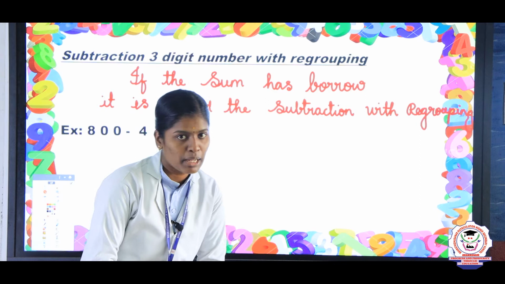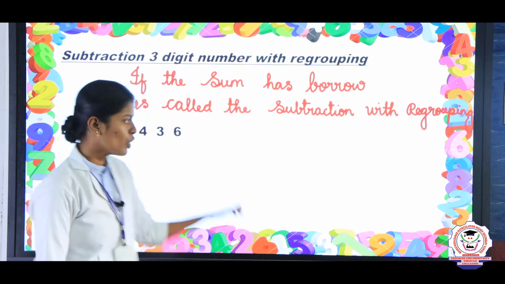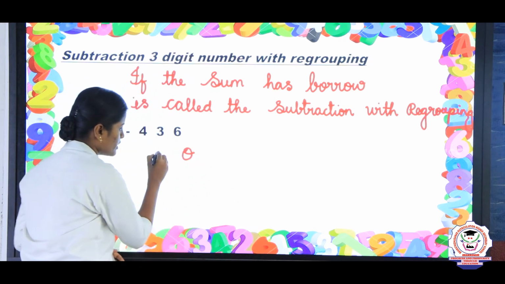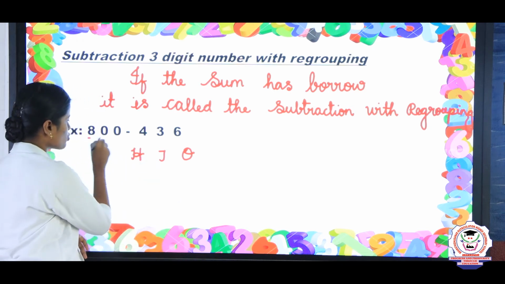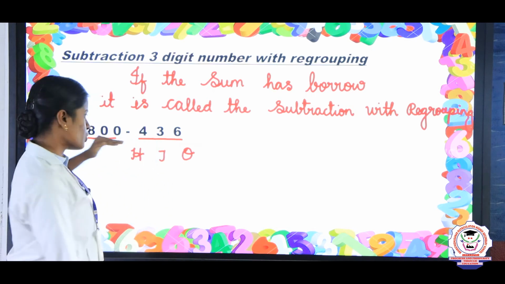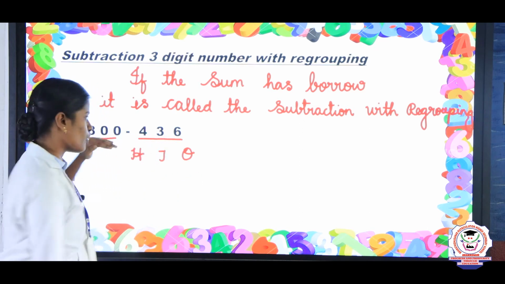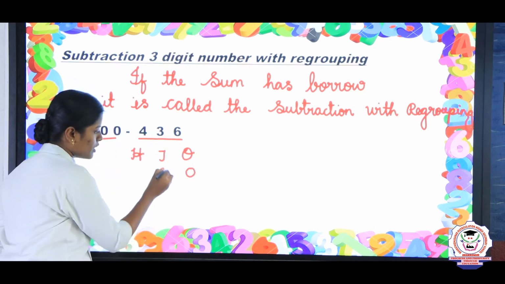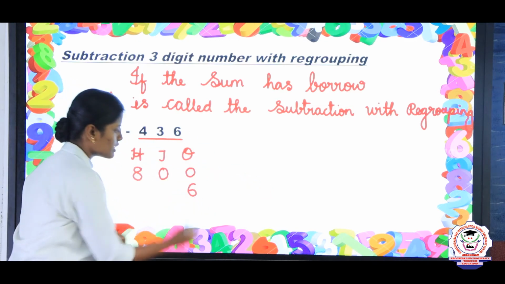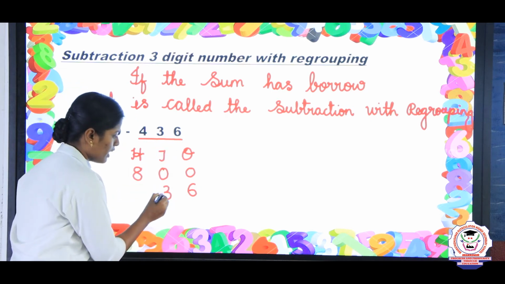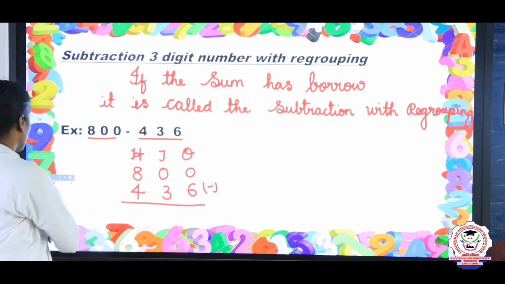So, what is the first step? Now, tell me Kiran, what is the first step? Very good. We need to write the place values. The first place value is ones, the second place value is tens, and the third place value is hundreds. In the first number we have 800 and in the second number we have 436. First we arrange 0, 0 and 8. Next you take 436. The ones place value is 6, the tens place value is 3 and the hundreds place value is 4. Now we are going to subtract this.